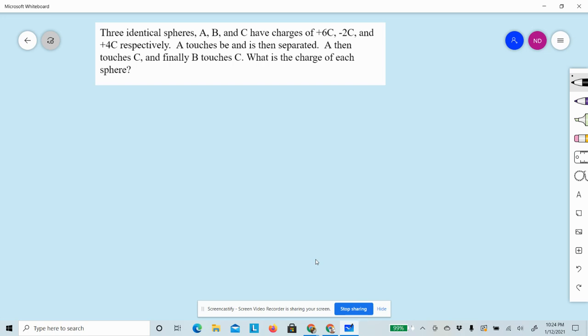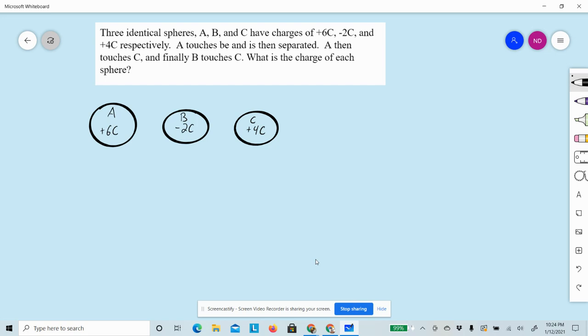We have three spheres. Sphere A, which has a charge of plus 6 coulombs. Sphere B, they're all supposed to be the same. I'm not drawing those circles right. Sphere B of minus 2 coulombs, and sphere C of plus 4 coulombs. Okay.